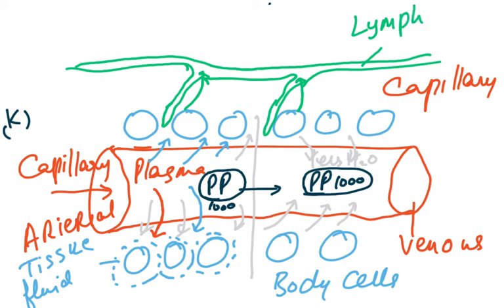So what you need to understand is the same fluid inside the capillary was called the plasma. The same fluid with the dissolved substances moving outside the capillary and surrounding the body cells is called tissue fluid. Then the same tissue fluid, which is unable to go back into the blood, will return through another second method, and that is the lymphatic system.